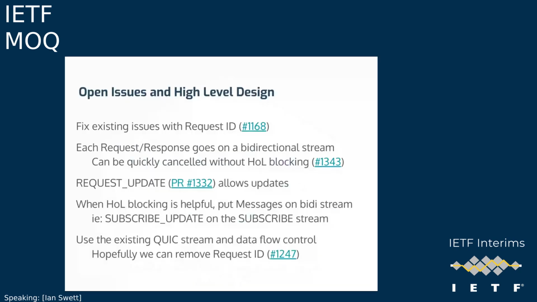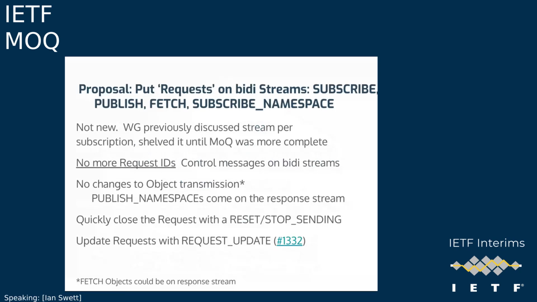So this is just going over the general design of putting requests on their own bidirectional stream. That means things like subscribe and update are not head-of-line blocking other control messages. It also gets rid of request IDs entirely, because the main reason to have a request ID is to correlate control messages for a given request, such as a given subscribe or a given fetch. But now they're all on a BiDi stream, so that correlation is automatic. It's done by the fact that it's on the stream.